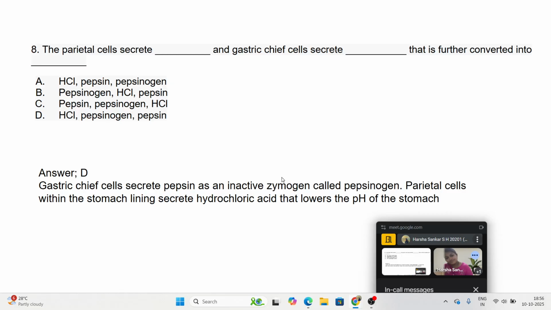So that's why anything ending with OGEN is an inactive zymogen. When gastric chief cells secrete pepsinogen, it will be converted into the active form, pepsin. And then parietal cells within the stomach lining.